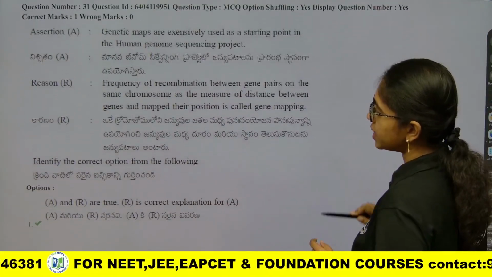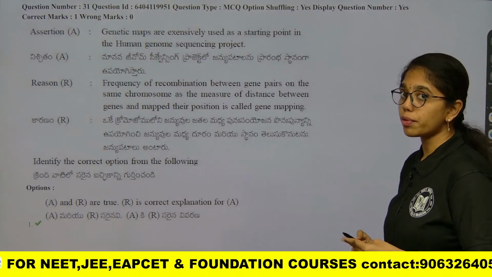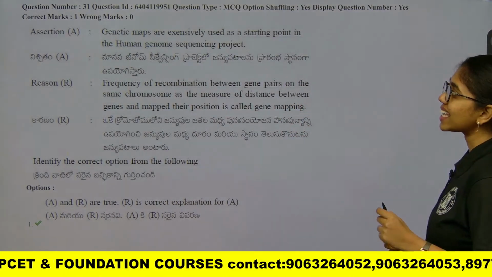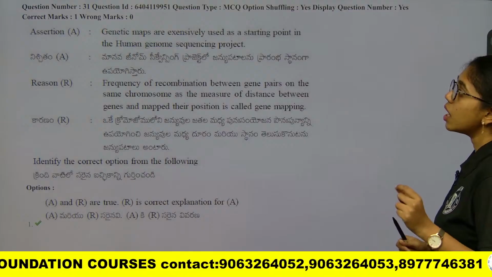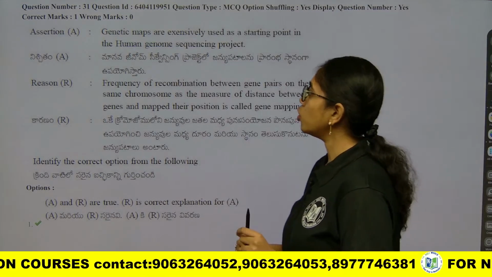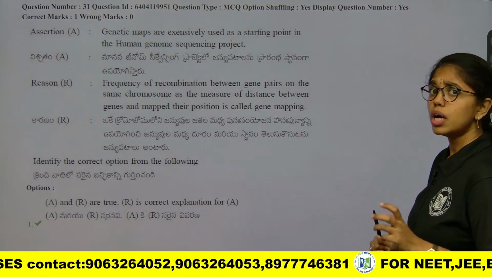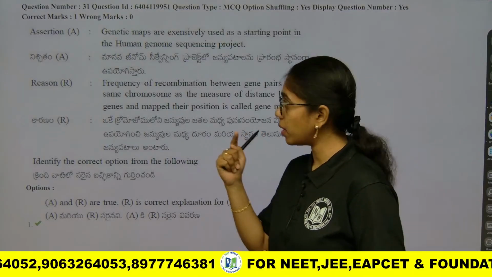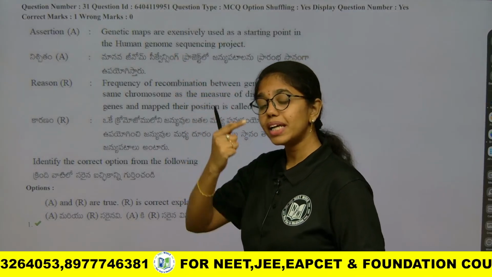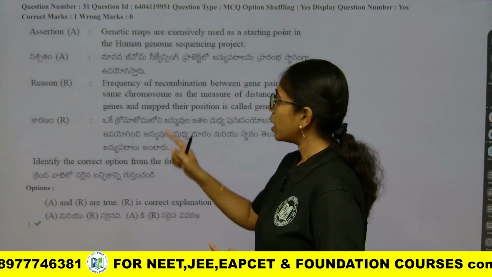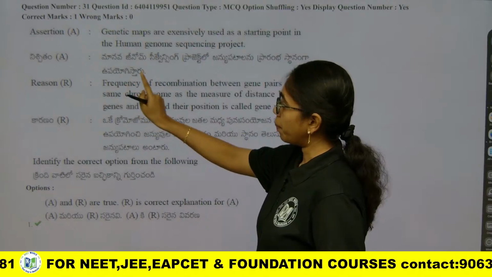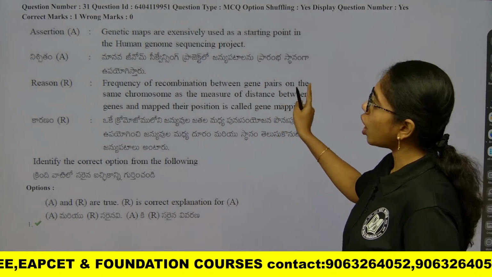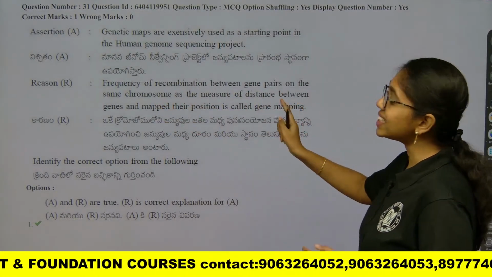Next, this you see, assertion reason question. This is from Human Genome Project and DNA fingerprinting. Assertion: genetic maps are extensively used as starting points in the human genome sequencing project. That is true. Genetic maps are used as starting points for the human genome project, because genetic maps will give you the complete genome which is present inside the organism. Reason: frequency of recombination or crossing over between gene pairs on the same chromosome is used as the measure of distance between the genes.